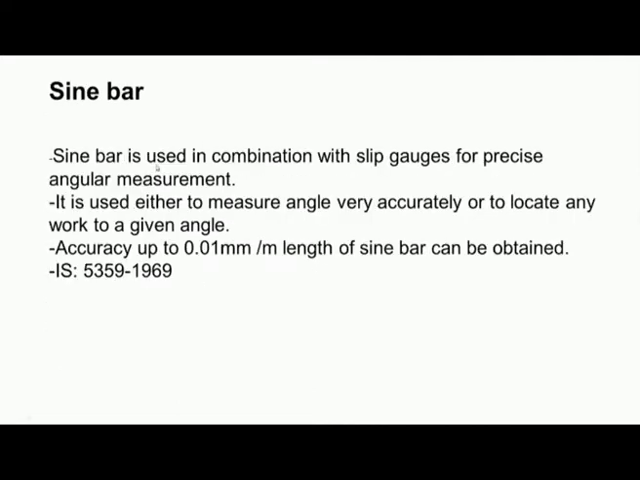Now, sine bar is used in combination with slip gauges for precise angular measurement. It is used either to measure angle very accurately or to locate any workpiece to a given angle.